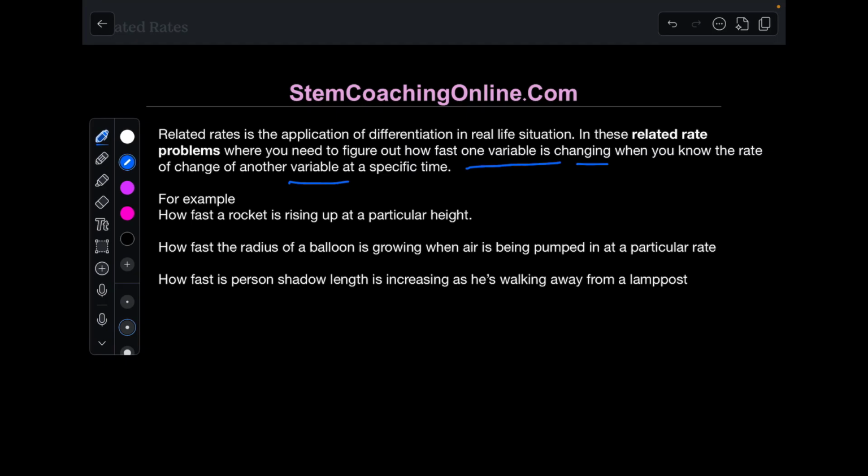How fast a person's shadow is increasing if he's moving away from a lamp post? If the person is walking away at a velocity v, how fast is the shadow changing? So these are all practical applications of differentiation. Let's try to understand it better with one of the examples.